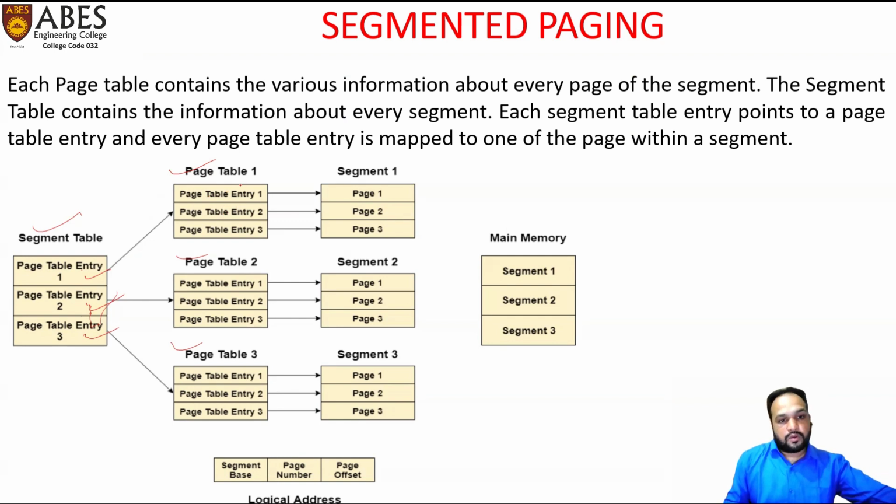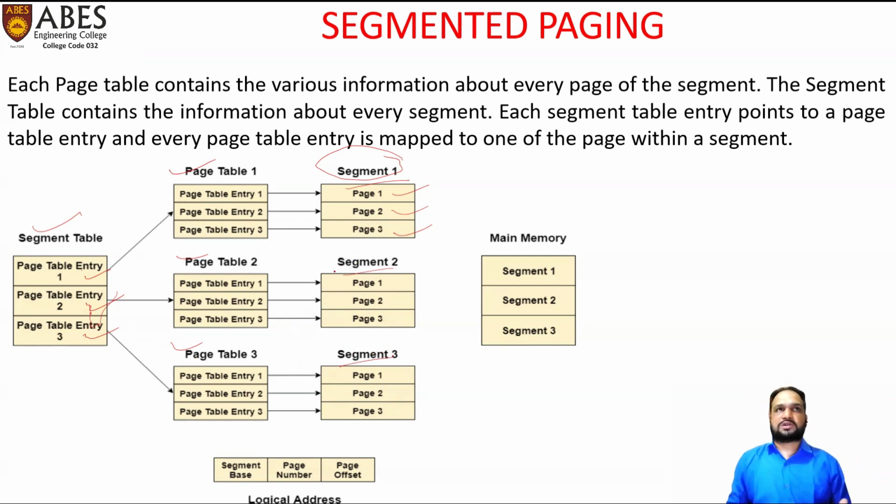Inside the page tables, we store page table entries, and those entries again reference the individual segments. As you can see, page table entry 1 is stored inside segment 1. Page table entry 2 is also stored inside segment 1, and 3 is also stored inside segment 1. So all those pages are stored inside segment 1. Similarly, segment 2, segment 3. So you can see that we can store a number of pages inside the segments.